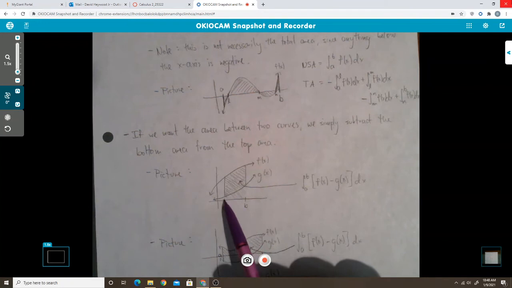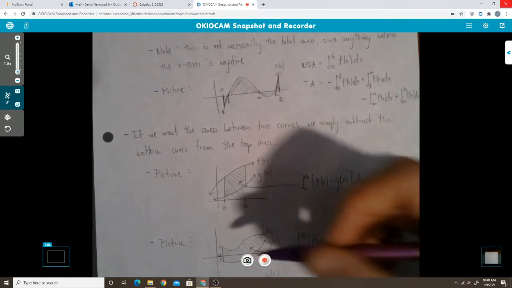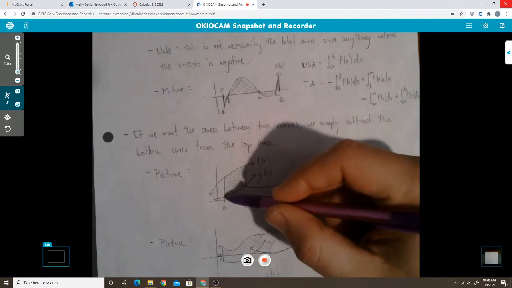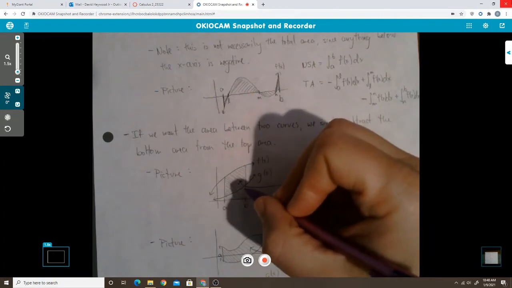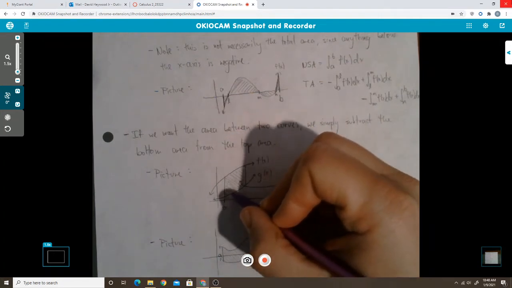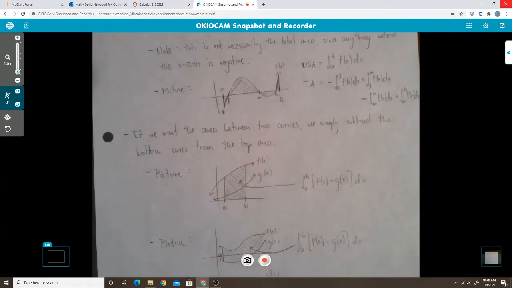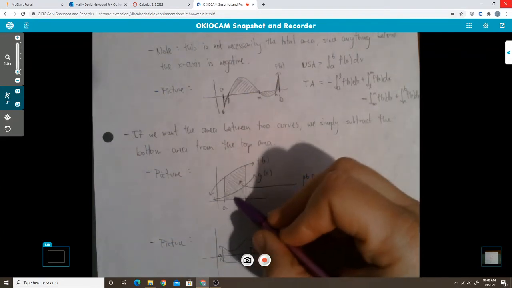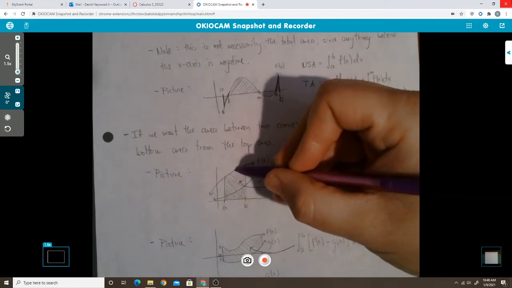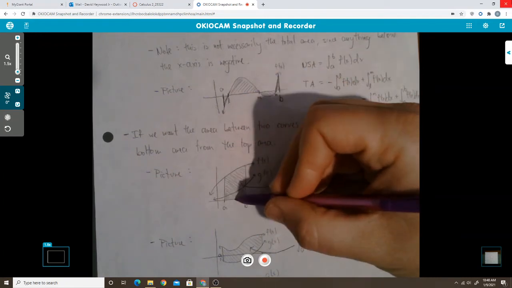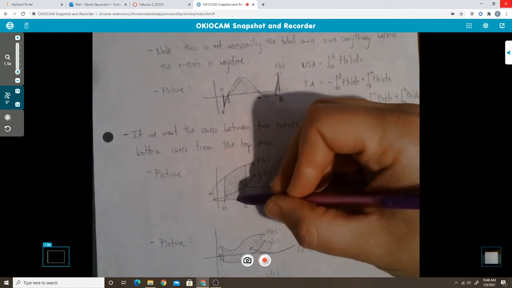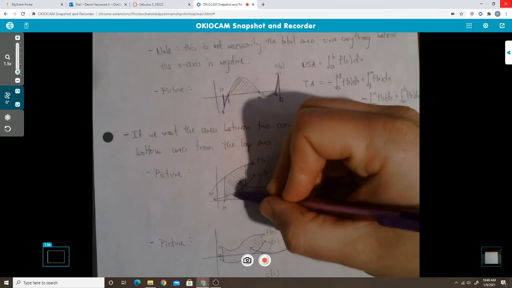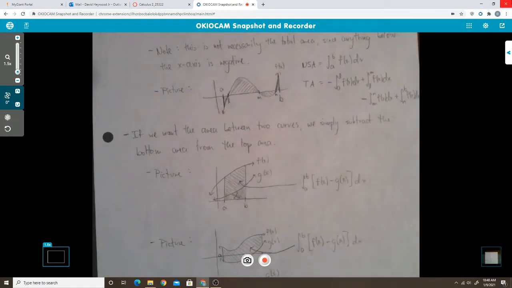But we weren't interested in this bottom part, so how do we get rid of it? Well, if we integrate g of x, the bottom function, from a to b, notice that that's going to give us this bottom part down here. And so what we can do is find the area under f of x by integrating f of x from a to b, and then find the area under g of x by calculating the integral of g of x from a to b, and then we just subtract this part off. We just get rid of this.